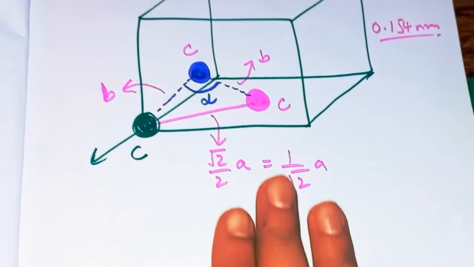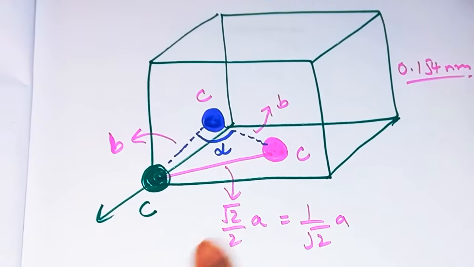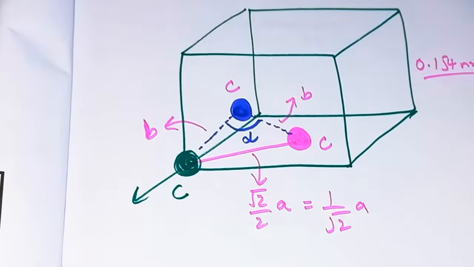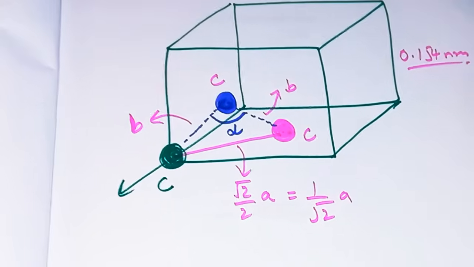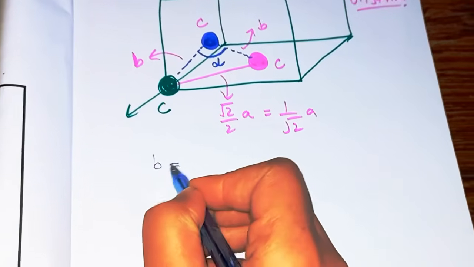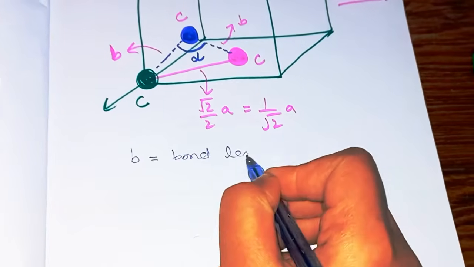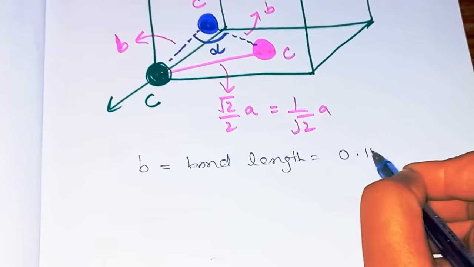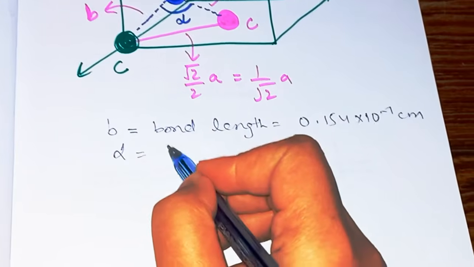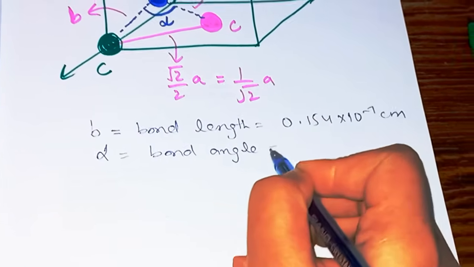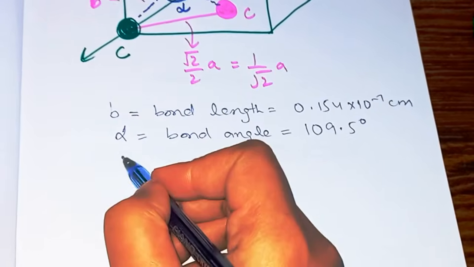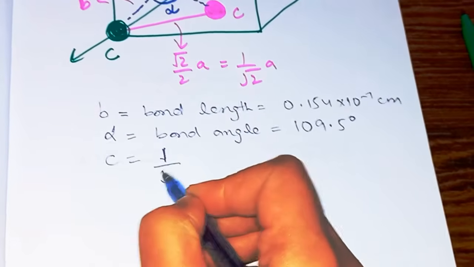And yeah, this is the kind of situation that we have here, and you are supposed to draw it on the exam while solving it. I'm telling you again and again, don't be lazy. You'll lose marks. It will add good detail to your answer. So that is the situation right here. Let's write down what B is. B is the carbon-carbon bond length, equal to 0.154 multiplied by 10 to the power minus 7 centimeter. Then we have alpha, which is the bond angle, equal to 109.5 degrees. And what else? It's this C length, which is 1 over root 2 A.